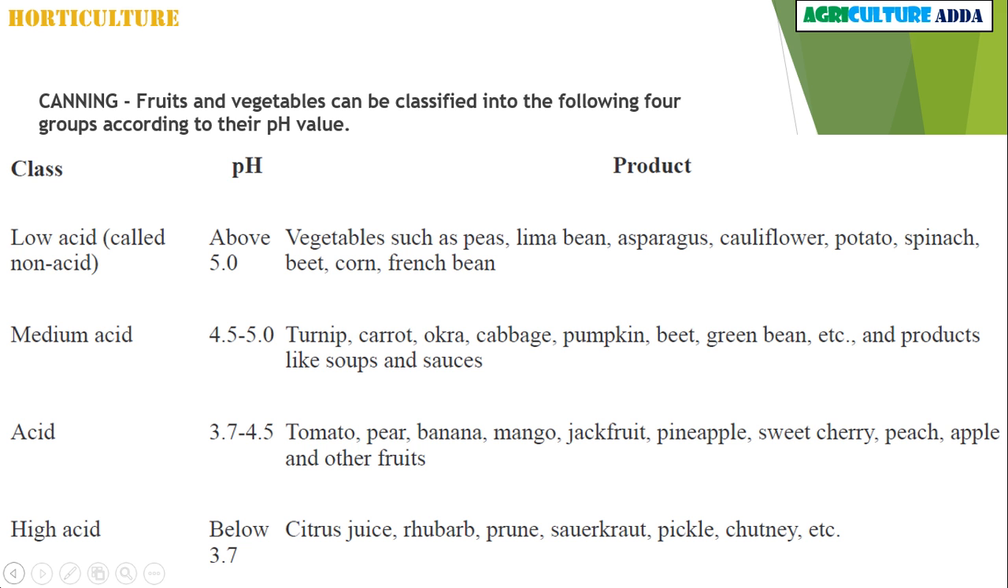and in case of acid class, that is 3.7 to 4.5, tomato, pear, banana, mango, jackfruit, pineapple, sweet cherry, peach, apple and other fruit products are made. And in case of high acid, products of citrus juice, rhubarb, prune, sauerkraut, pickle, chutney are made. That is, high acid means it is less than 3.7 pH.